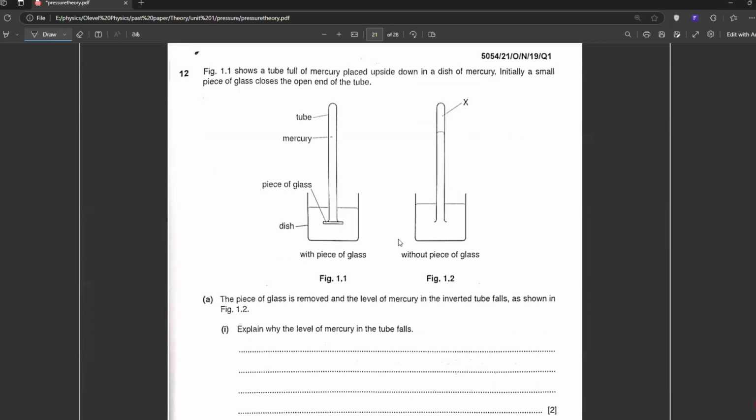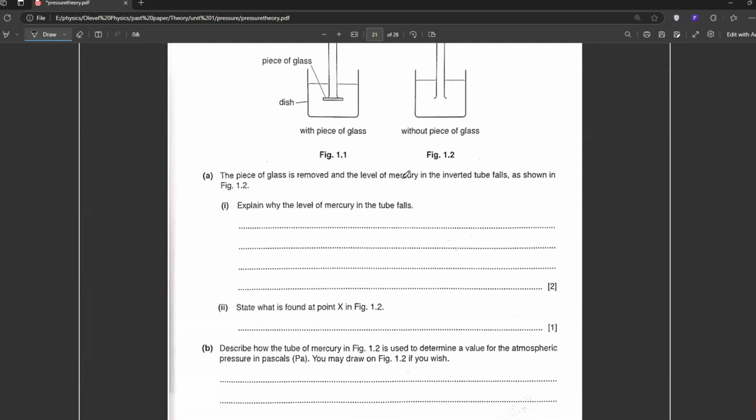Figure 1.1 shows a tube full of mercury placed upside down in a dish of mercury. Initially, a small piece of mercury closes the open end of the tube. This is the open end of the tube. The piece of glass is removed and the level of mercury in the inverted tube falls. Okay, can you see initially this was the level, this has fallen. Explain why the level of mercury in the tube falls. How can you explain this?